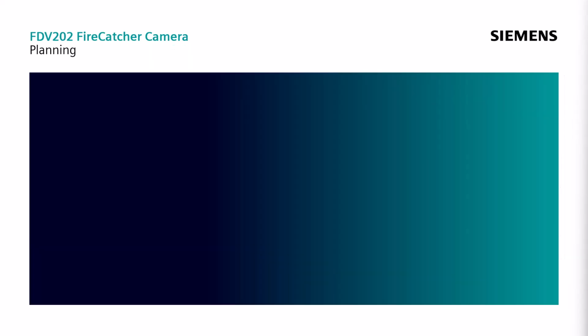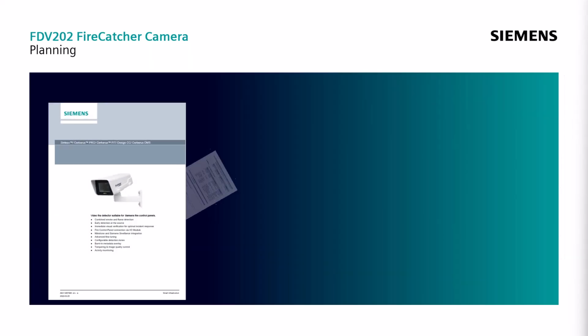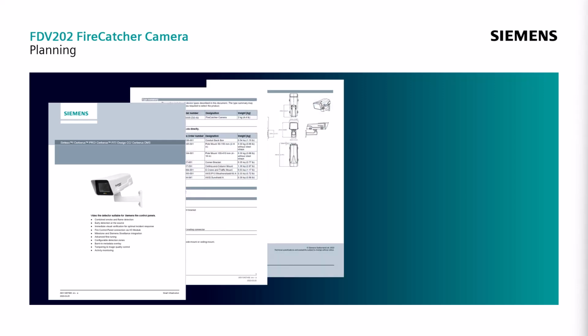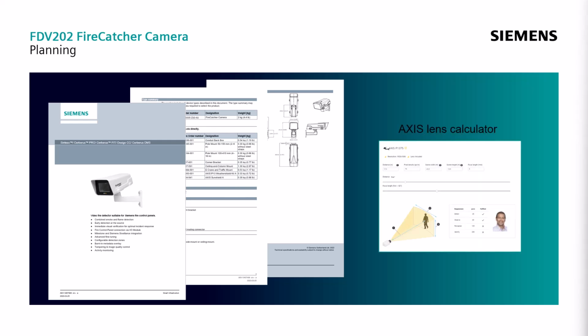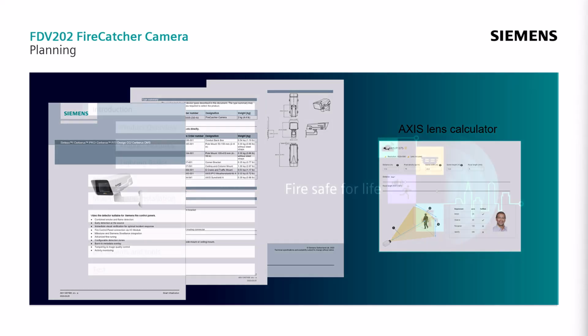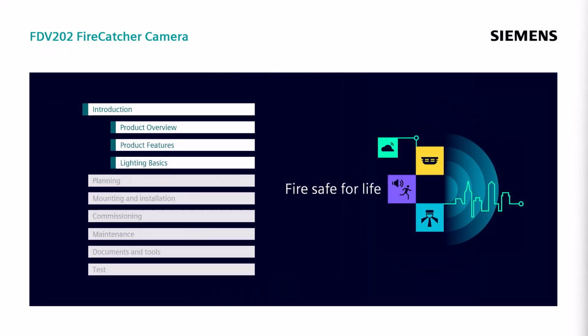For further information, you can download the datasheet of the FDV202 FireCatcher camera from the link in the section Documents and Links on the overview page of this e-learning. Another helpful tool for the definition of the camera position with a clear field of view is the Axis Lens Calculator. The link to the tool is also available in the section Documents and Links on the overview page of this e-learning. This brings us to the end of the planning video.